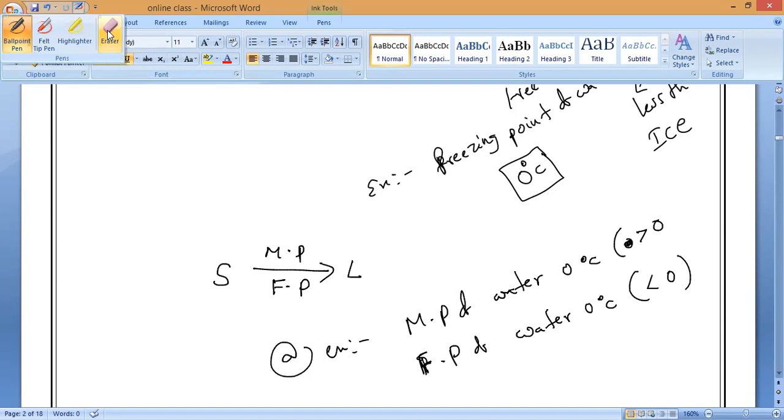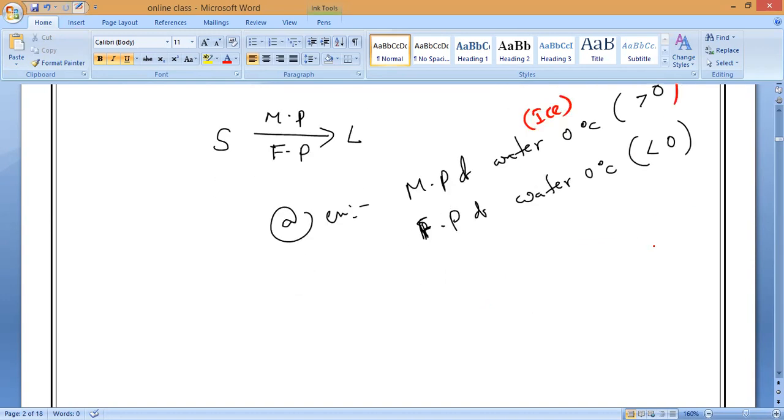Please respond. Yes, sir. Sir, the melting point of an ice cube is 0 degrees. Yes, the melting point of ice, that is water, we can say with ice in brackets. That is what you have to remember. So from that we can conclude that for every substance, melting point is equal to what? Freezing point.